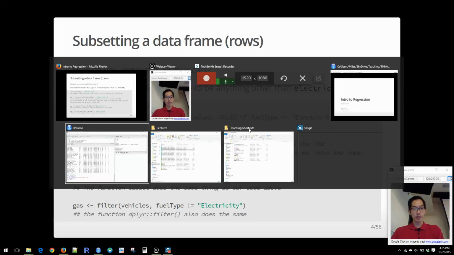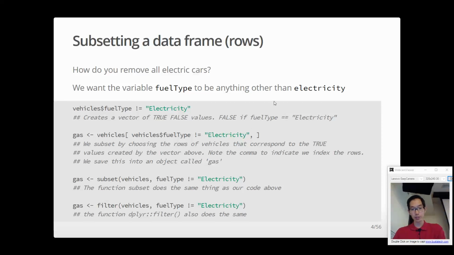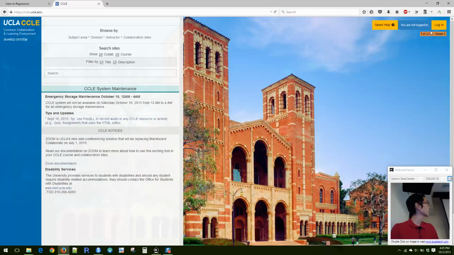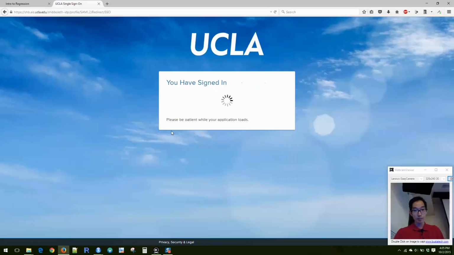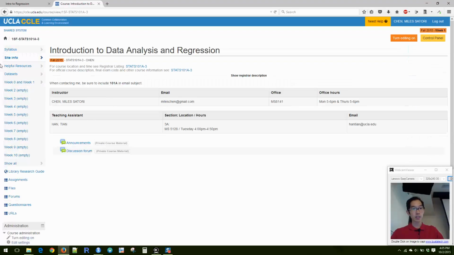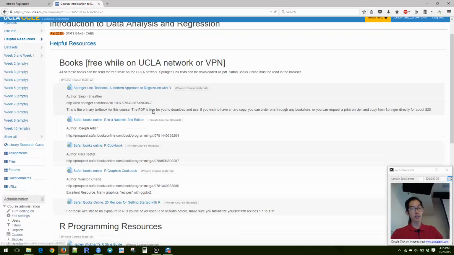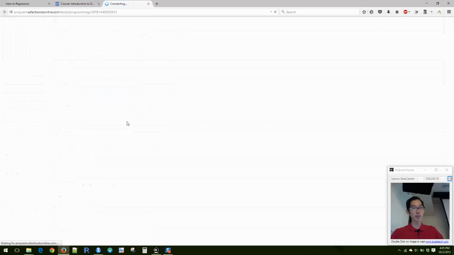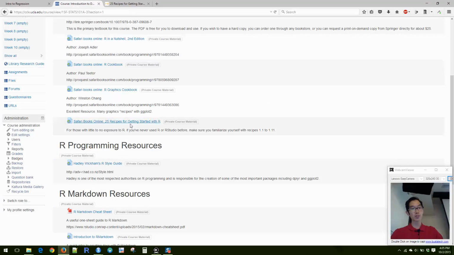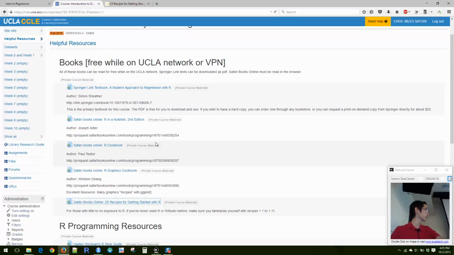I'm in the browser right here. So as long as you're on the network, you should be able to view these books from O'Reilly for free, okay? And they're very useful. The one I recommend for those who have very little exposure to R would be 25 Recipes for Getting Started with R, and that will give you some basic things.